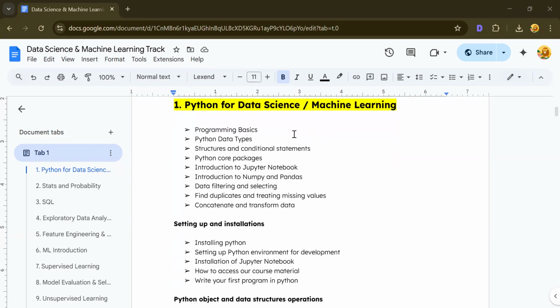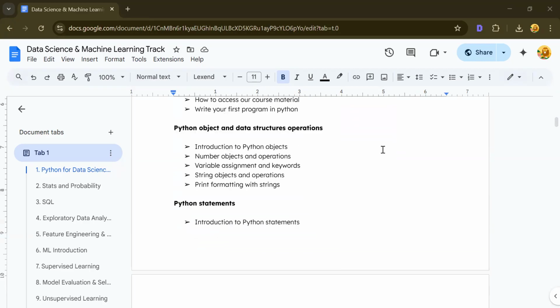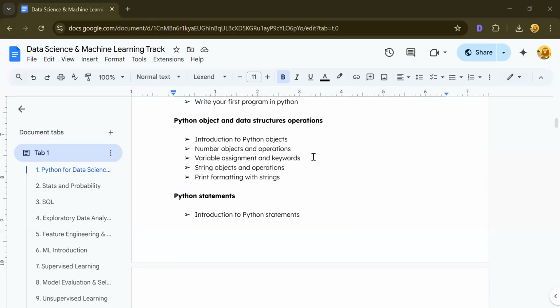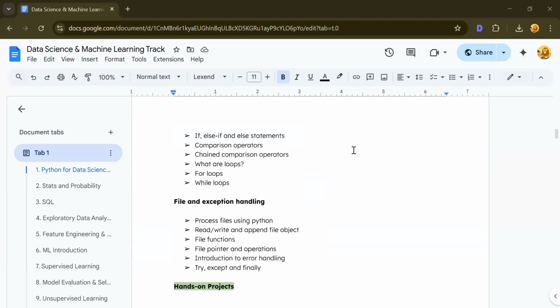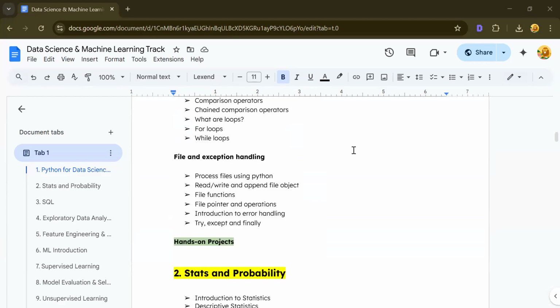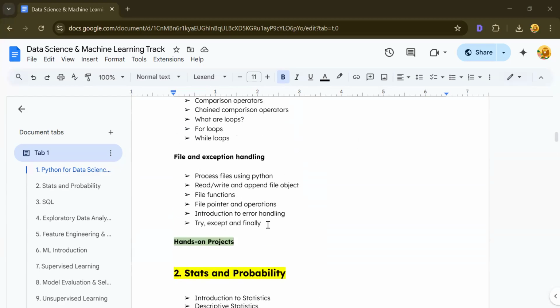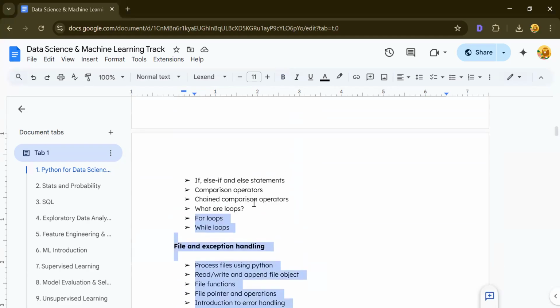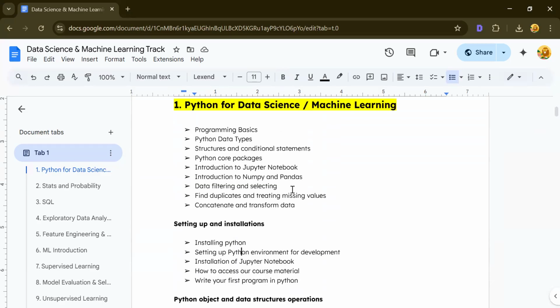We start with basics, setting up Python, Jupyter notebooks, virtual environments, etc., and dig deep on Python. We focus on statements, loops, file handling, exception handling. Here we won't be touching any pandas or numpy yet. This is the core Python that you're going to learn here.